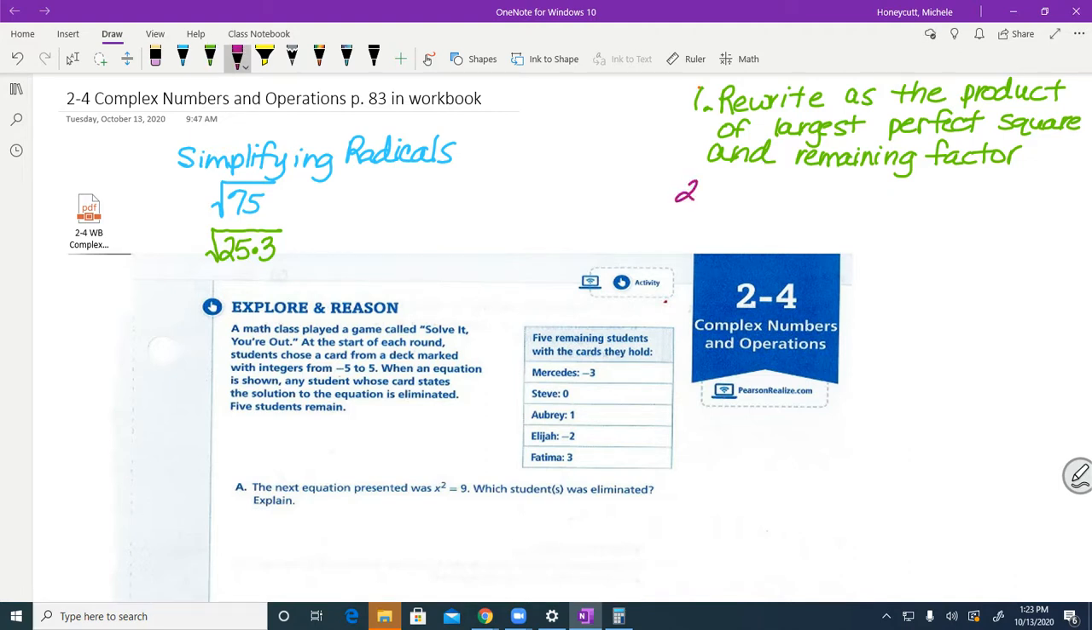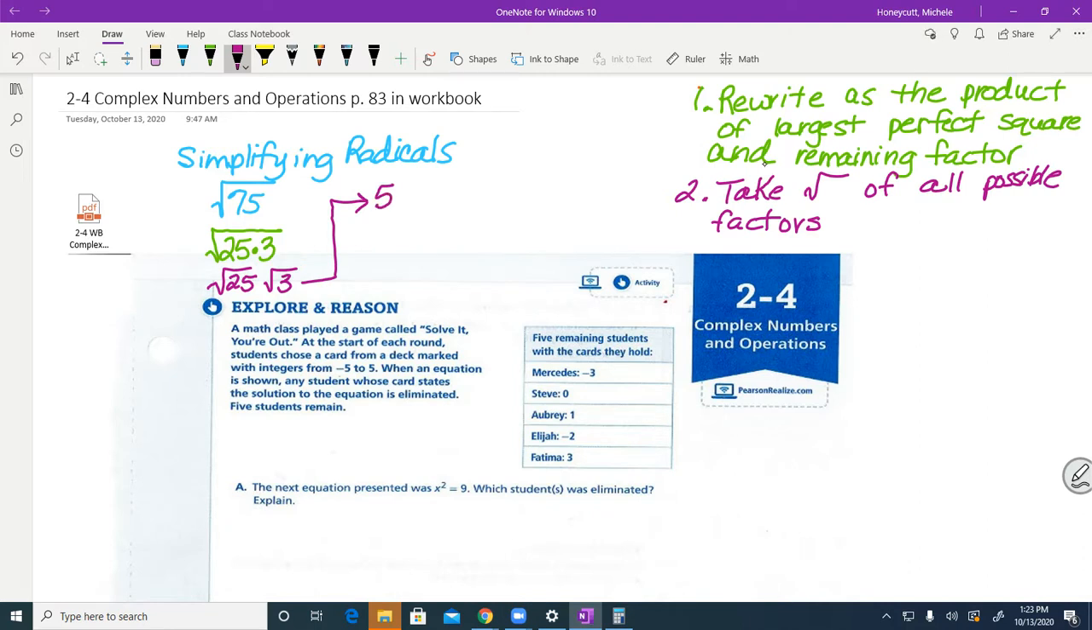So step 2 is you're going to take the square root of all possible parts, or all possible factors. And when I say possible, I mean take the square root if you can get a rational number. So I take the square root of 25 and the square root of 3. The square root of 25 is 5. The square root of 3 is a decimal, so I'm going to leave it as the square root of 3. So the square root of 75 simplifies to 5 times the square root of 3.